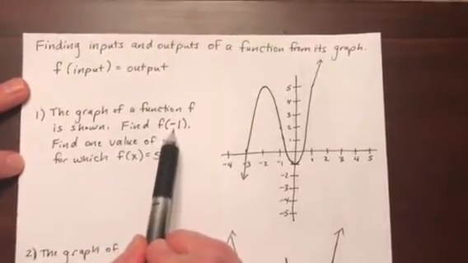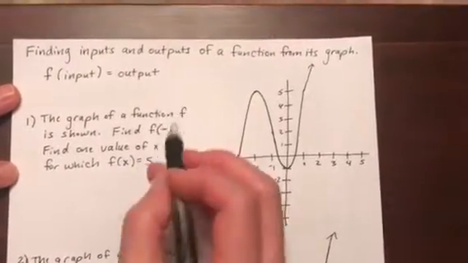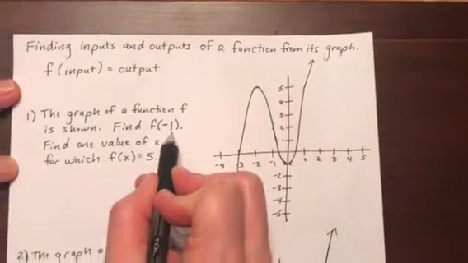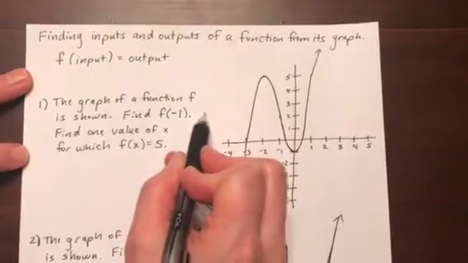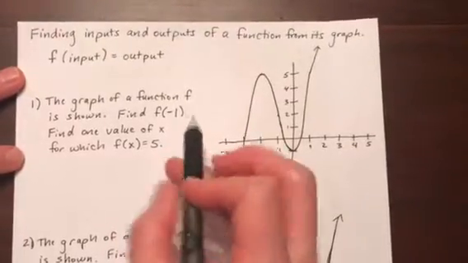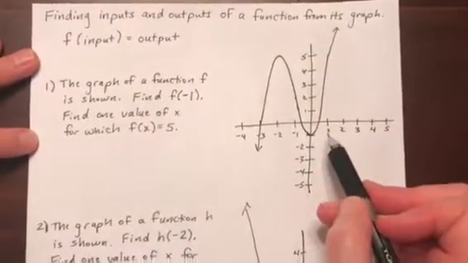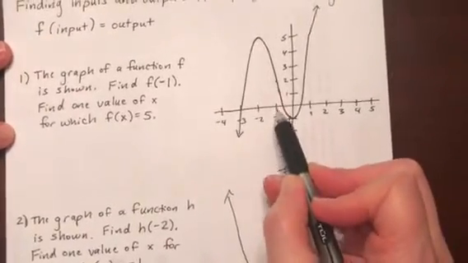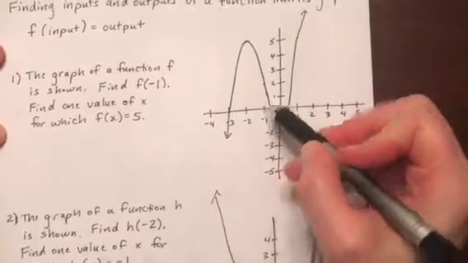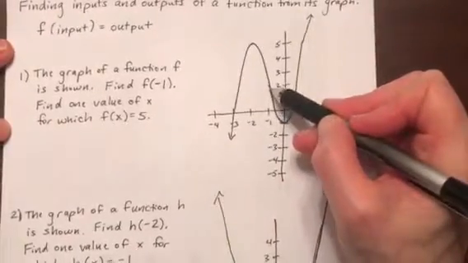All right, our first question asks, the graph of a function f is shown. Find f of -1. And so this is saying that our input, or our x value, is -1, and we want to know what the output, or the y value, is there. So let's go to our graph over here and go to -1 on the x-axis. Here it is.